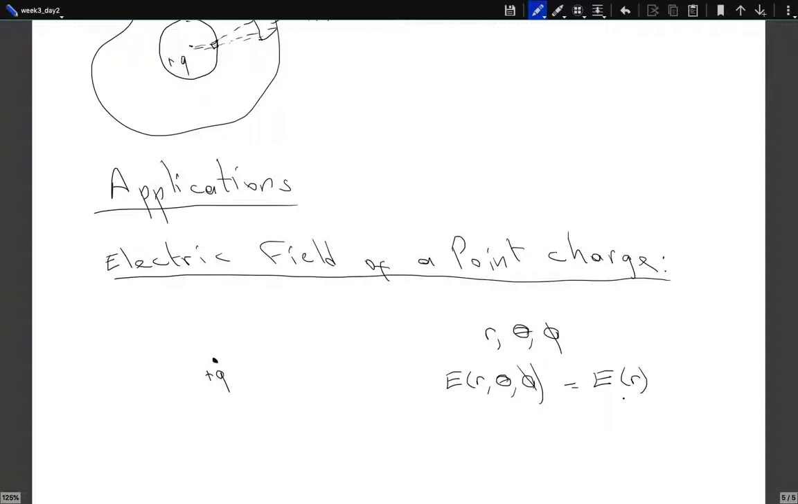Do you agree? Well, let's imagine the contrary. Let's say that the magnitude of the electric field depended on theta and phi. What would that mean? For example, for this point I would have a weak electric field, but for this point, at the same distance, I would have a stronger electric field. If this happened, I would rotate my system and the electric field would change. The charge distribution doesn't change, but the electric field changes. That shouldn't happen. That is why the electric field only depends on r.